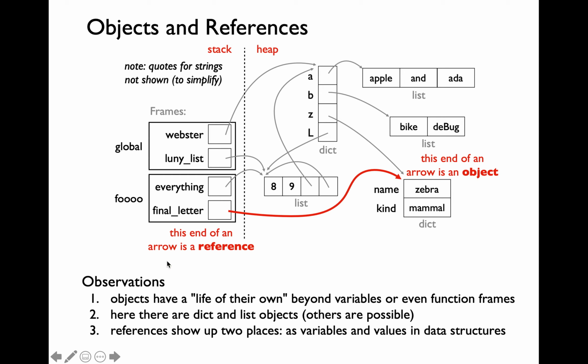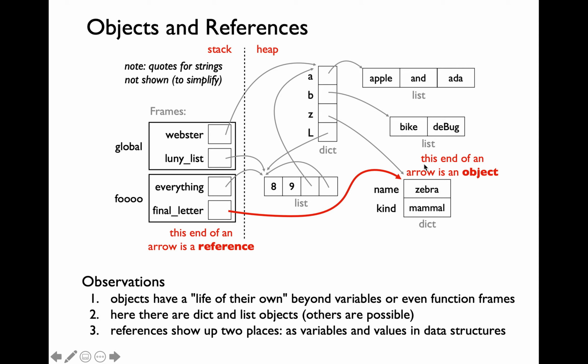Let's go through observations with respect to objects and references. Observation 1 states that objects have a life of their own. Let me give you examples to go through this particular observation. Let's consider this list object here. Observe that there are two different variables which store references to this particular list object. Both of those variables are part of different frames. Clearly, this object has a life of its own beyond these frames.